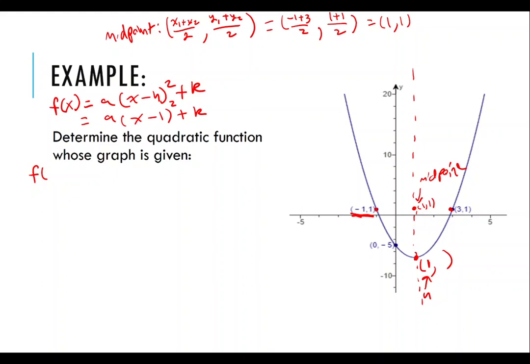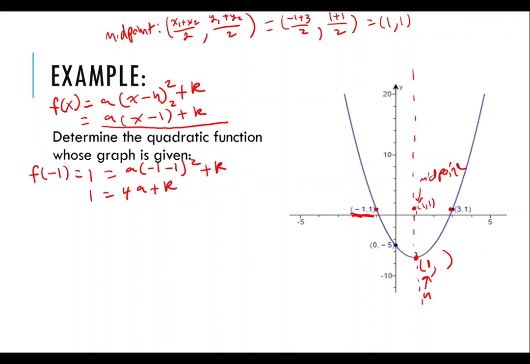And so if (-1, 1) shows up on the graph, why don't we say f of negative 1, I know that equals 1. And then I'm going to use what I've written up here, a times x minus 1 quantity squared plus k, but I'm going to plug in negative 1 for x, that is a times negative 1 minus 1 quantity squared plus k. Well, that gives me 1 is equal to a times -1 minus 1 is -2. -2 quantity squared is +4, so that's 4a plus k. All right, now we have one equation with two unknowns.